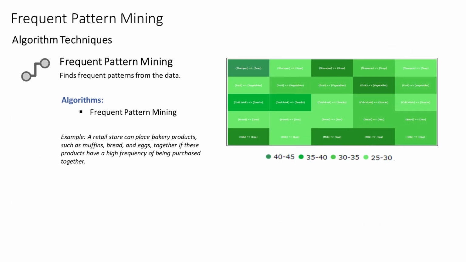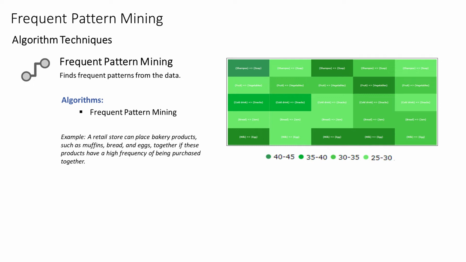In this graphic, we see an example of frequent pattern mining. Frequent pattern mining, also known as association rule mining, is an analytical process that finds frequent patterns, associations, or causal structures from data sets found in various kinds of databases, such as relational databases, transactional databases, and other data repositories.